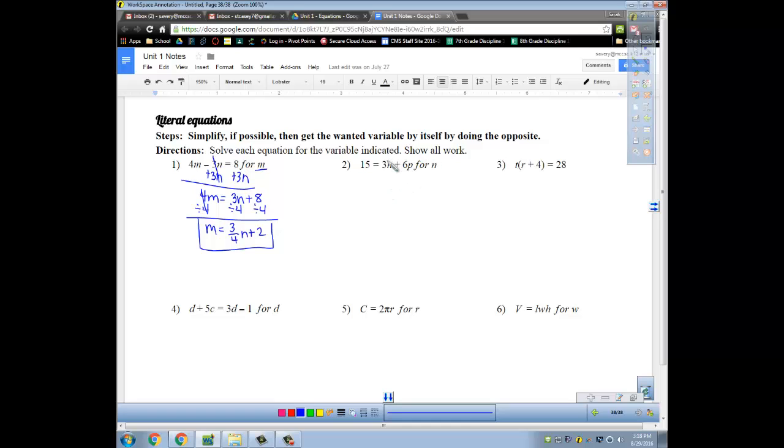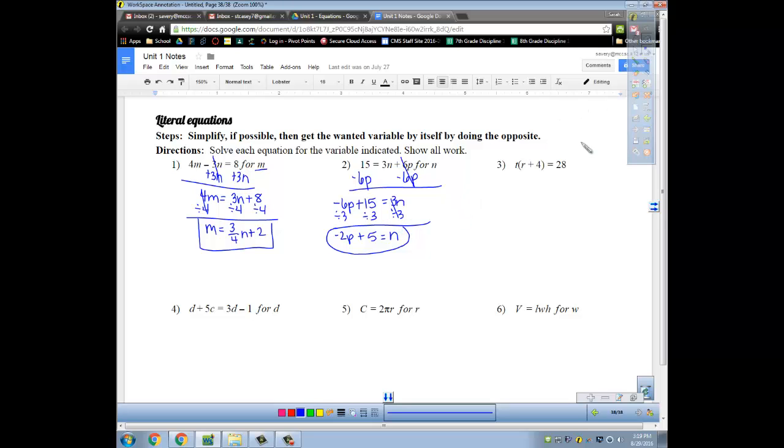Number 2, I want to get n by itself, so I'm going to subtract the 6p from both sides. My 15 and my 6p are not like terms, so I'm going to write them separately. I'm going to put the variable first, but you can put the 15 first if you want. Then I'm going to divide every term by 3 to get rid of the 3 in front of the n. Negative 6p divided by 3 is negative 2p. 15 divided by 3 is 5. We have n left on the right, and that's what I was solving for, so I'm done.